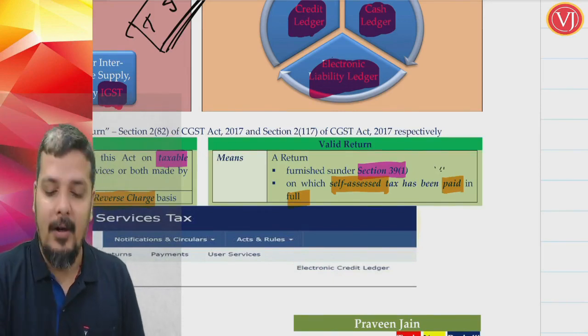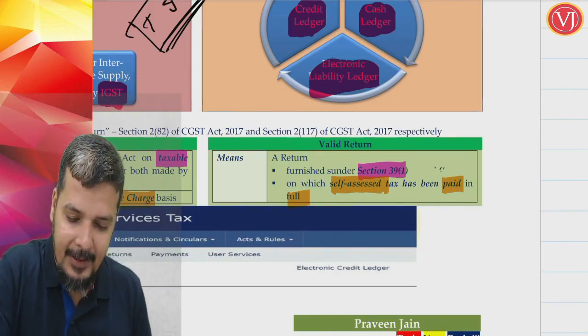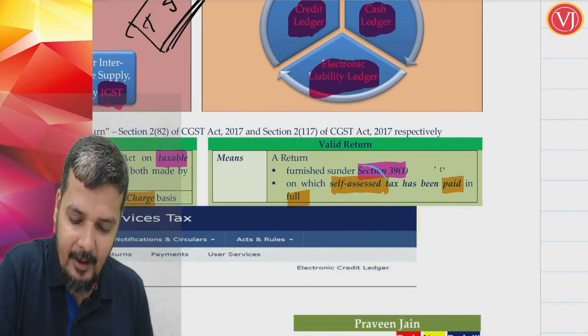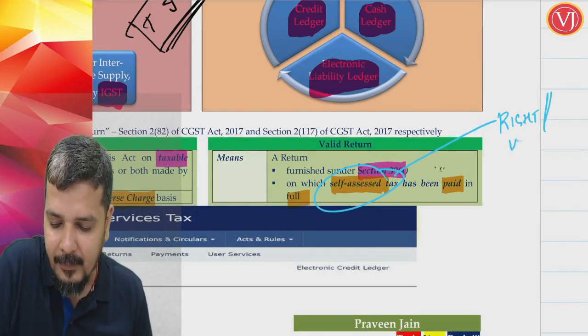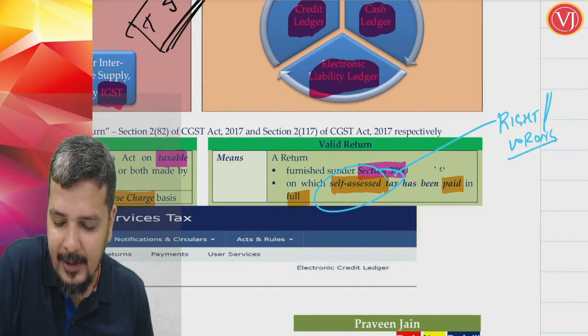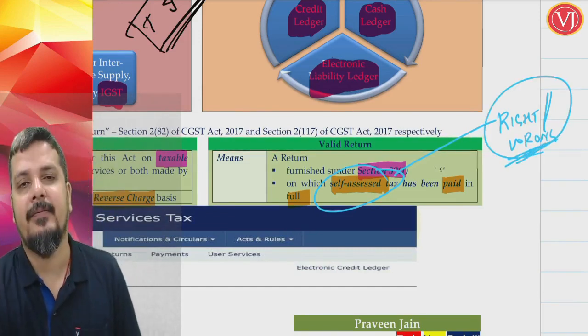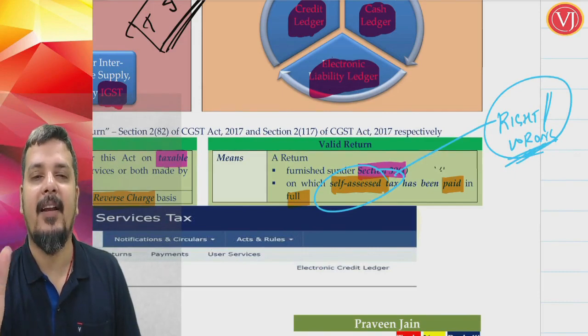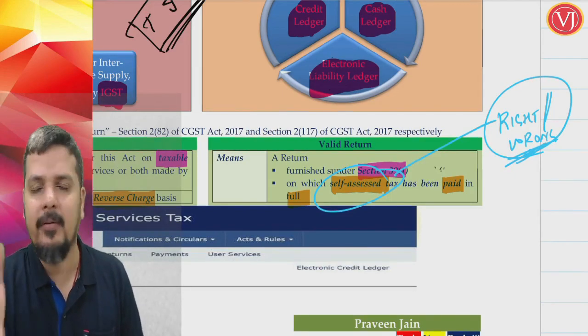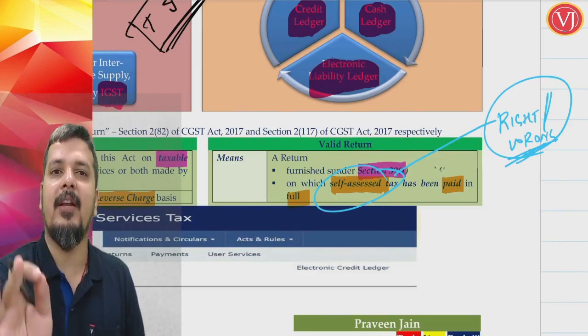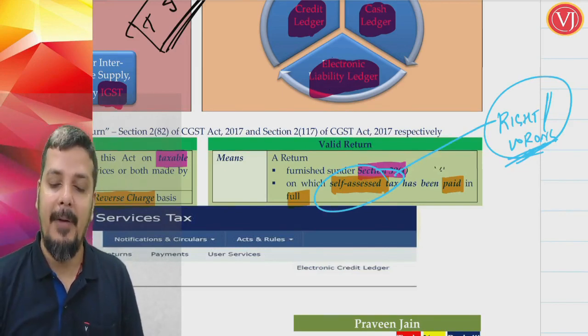Second, whatever is the self-assessed tax, I repeat, your self-assessed tax may be right or may be wrong. It may be calculated correctly or it may be calculated wrongly. Your actual tax liability is 10 lakhs. You may have put self-assessed taxes only 1 lakh or only 10,000. Let it be. But whatever your self-assessed tax, that should be paid in full.